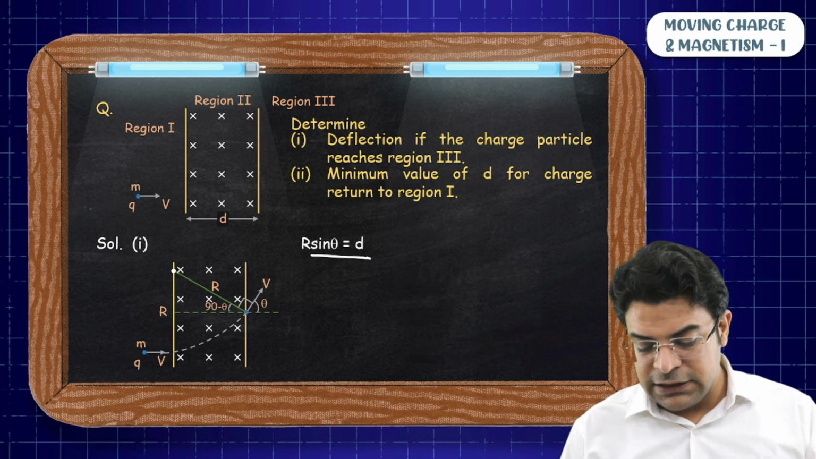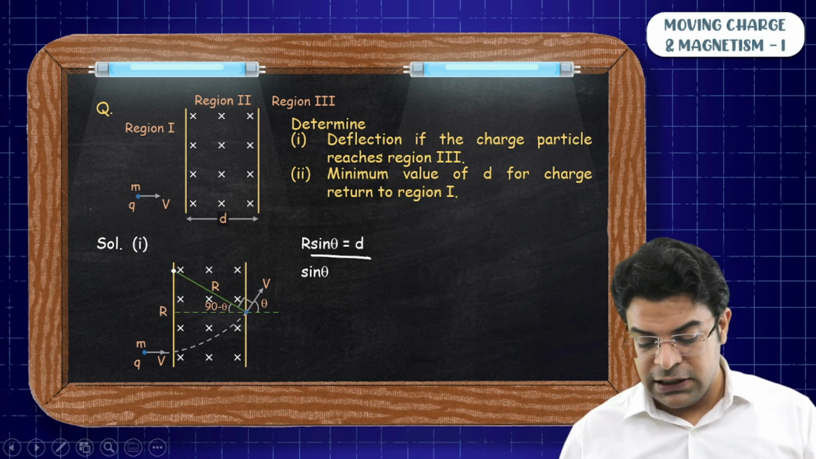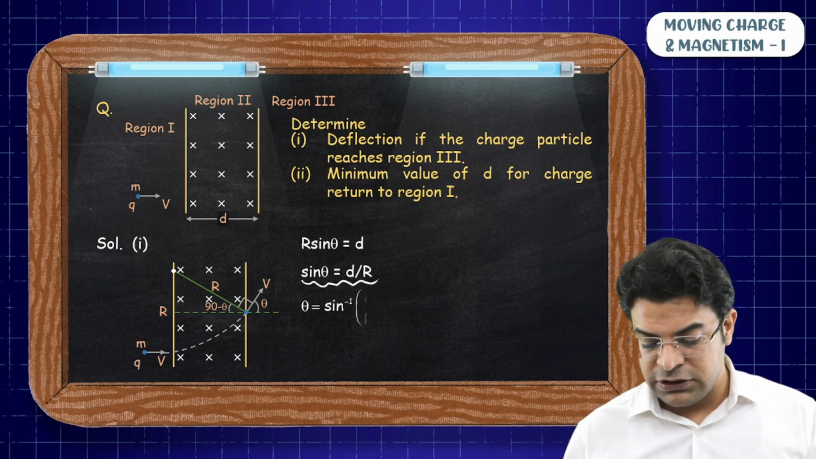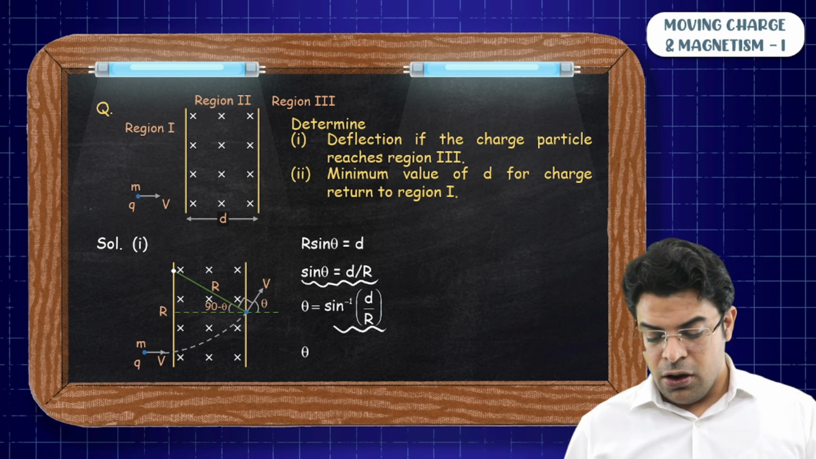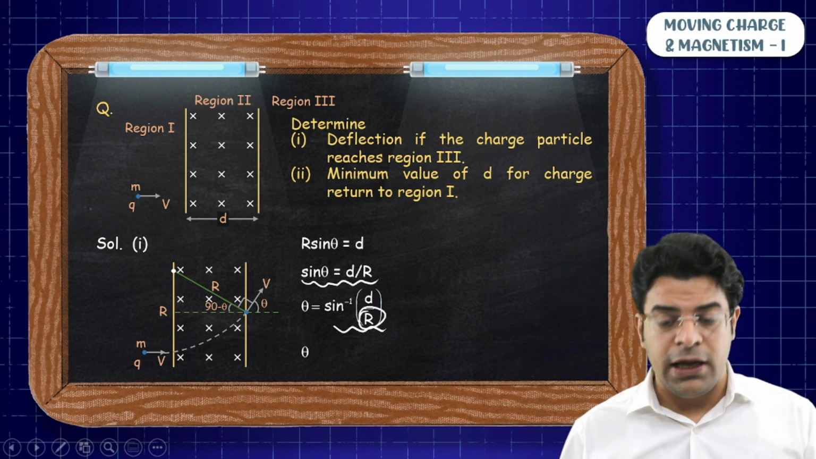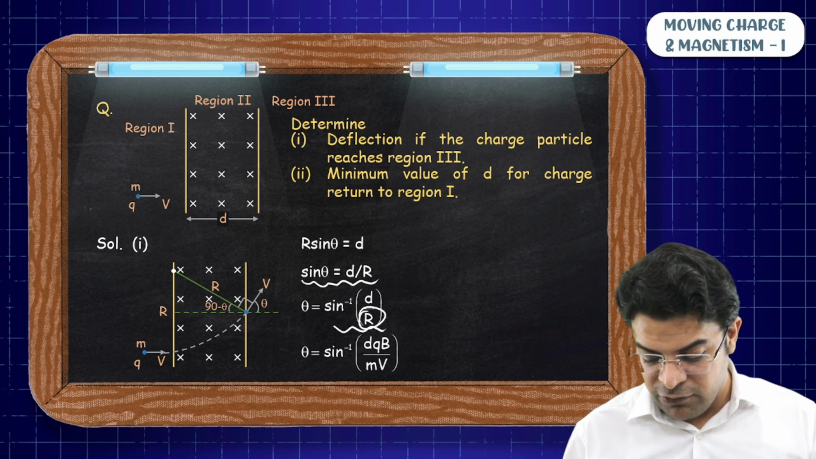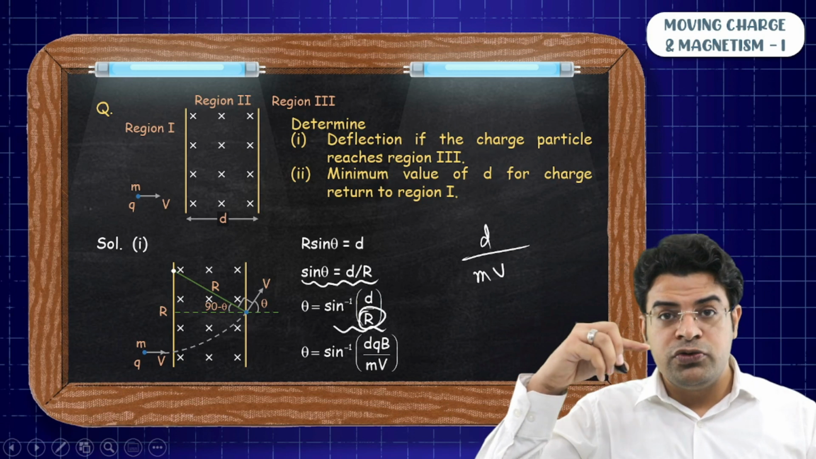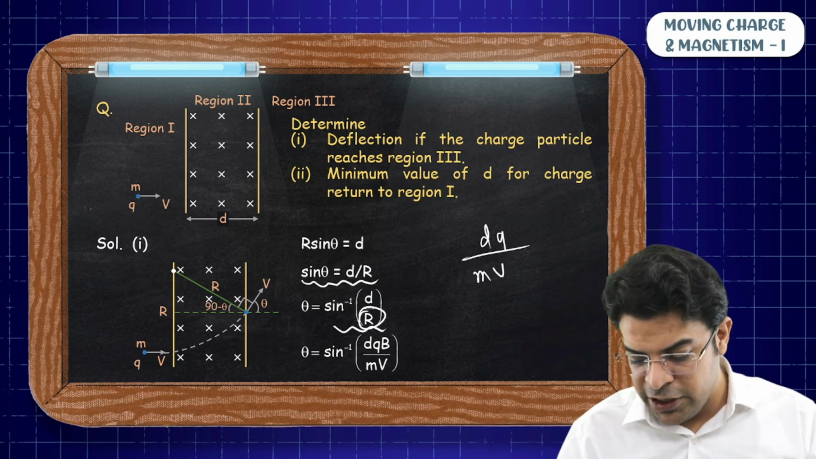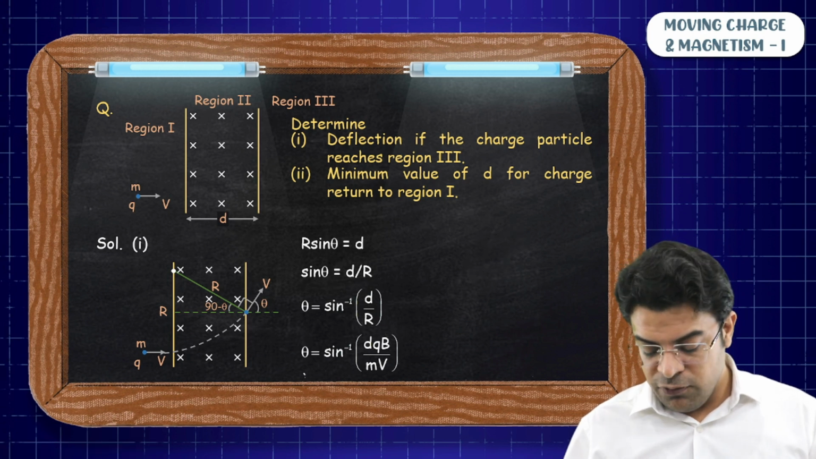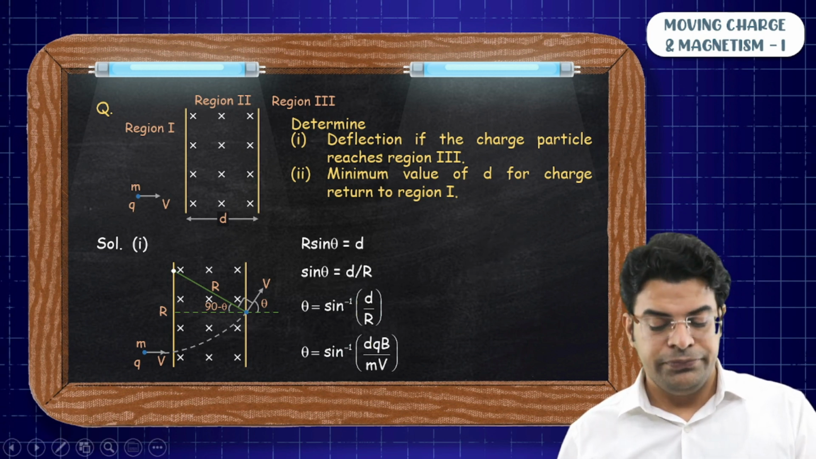Once you know that r sin theta equals d, sin theta equals d by r. So one can write theta equals sin inverse of d by r, or in place of r, one can substitute mv by qB and write theta equals sin inverse of d upon mv by qB. The qB moves from the denominator of the denominator to the numerator, so you get dqB by mv. So from here we can find the value of theta.